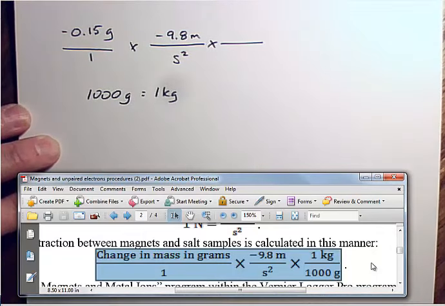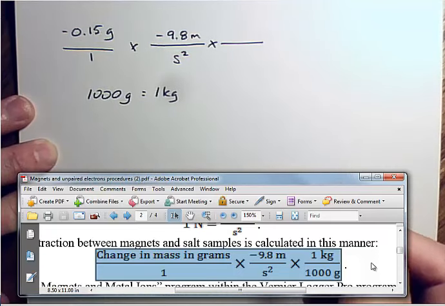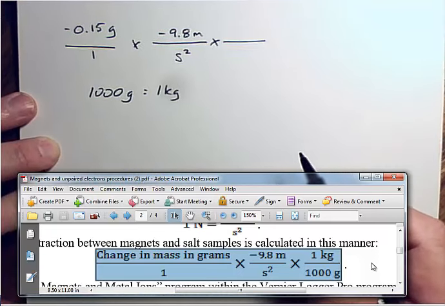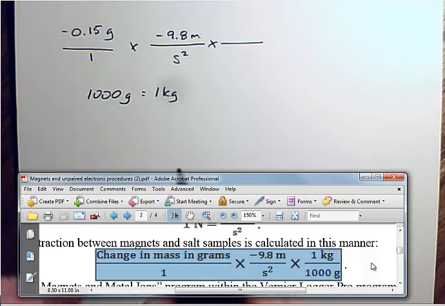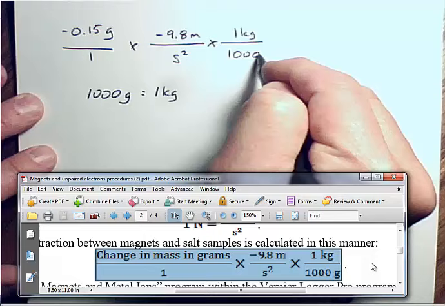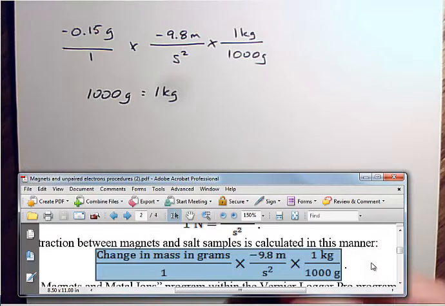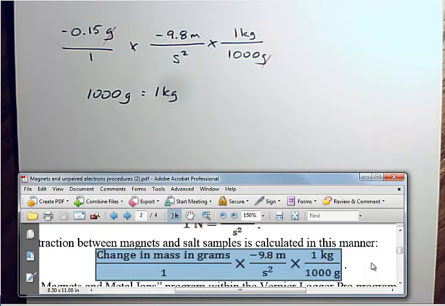Now, how do I build a conversion unit based on an equality statement? Put whatever you can cross out. Where am I going to put it, top or bottom, to cross out something? Kilograms going to go on top. Grams go on bottom, because that allows us to cancel out grams. And when we're done, we're going to have kilograms times meters per second squared. Now that will be the force.